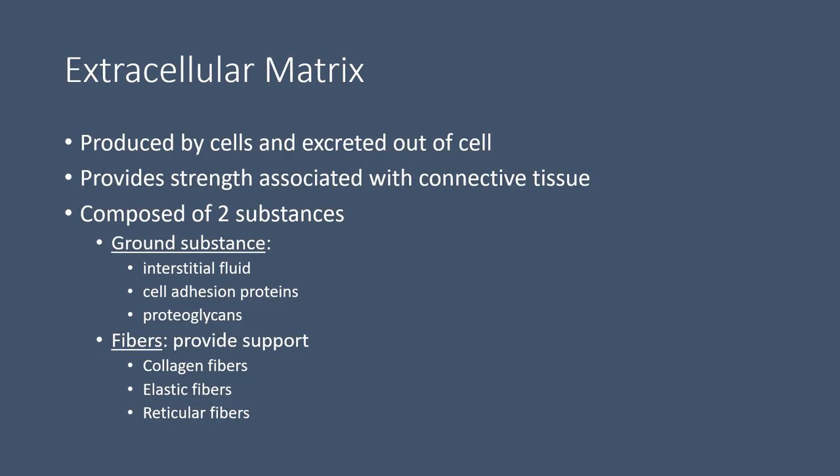The extracellular matrix, as I was saying, is produced by the cells of the connective tissue, and then it's excreted out of the cell. So it's extracellular, meaning it's outside the cell. It's going to help provide strength to that connective tissue. It may be composed of two different substances: the ground substance, which is a combination of various proteins and proteoglycans and interstitial fluid, and then the fibers.